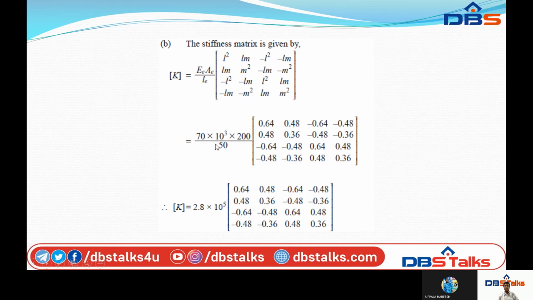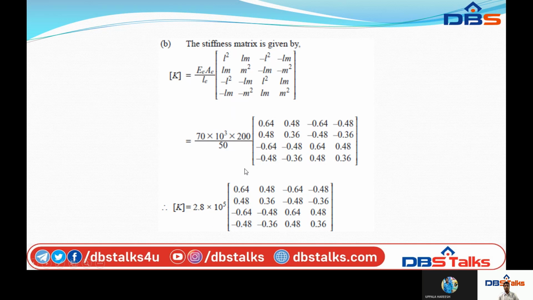That equals Young's modulus 70 into 10 cube, into area 200 mm square, by the length of the entire structure, that is 50. l squared: we already know the value of l is 0.8, 0.8 squared equal to 0.64. lm is 0.8 into 0.6, we will get 0.48. Minus l squared, minus 0.8 squared, equal to minus 0.64. Minus lm, minus 0.8 into 0.6, you will get minus 0.48. Similarly, you will get all the values of lm, m squared, minus lm, minus m squared.